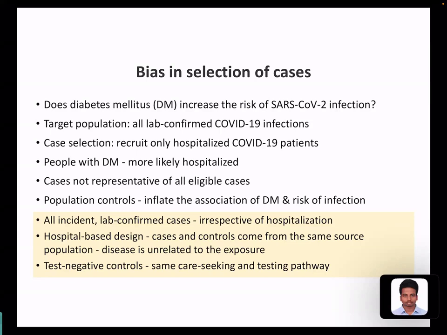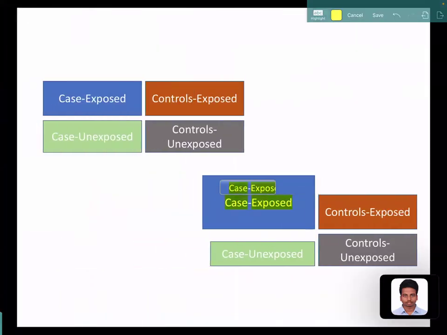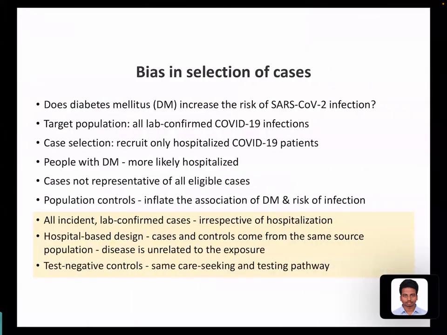Yes, ma'am. So what happens, that box which was there for diabetes. In this previous example, this box you have increased by taking hospitalized patients, because you are more likely to get diabetes mellitus and COVID-19 if you just focus on your hospitalized cases. So you are increasing this box, and by doing so, you are overestimating the association between diabetes mellitus and COVID-19 infection.